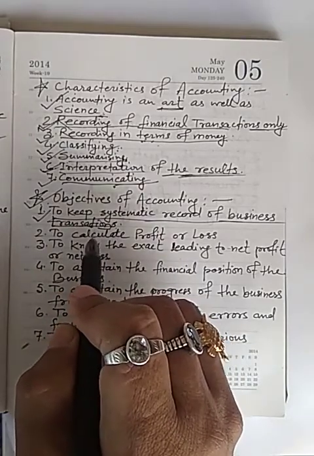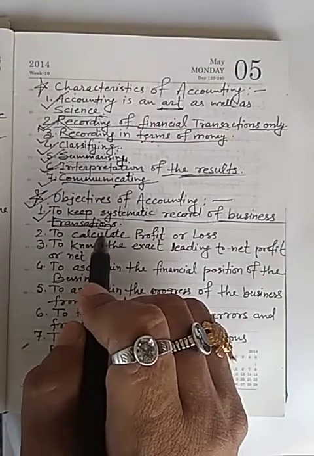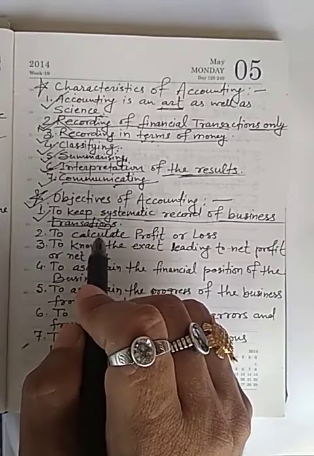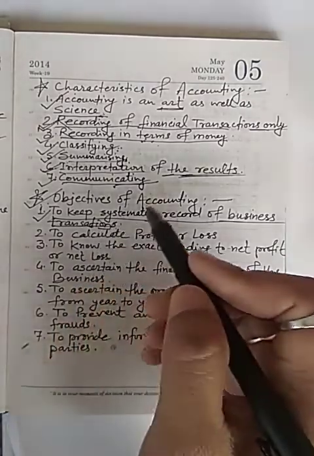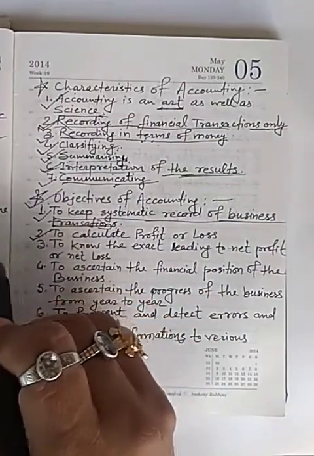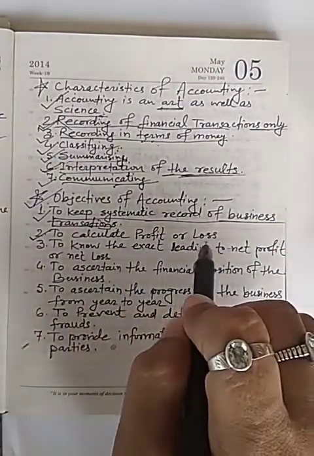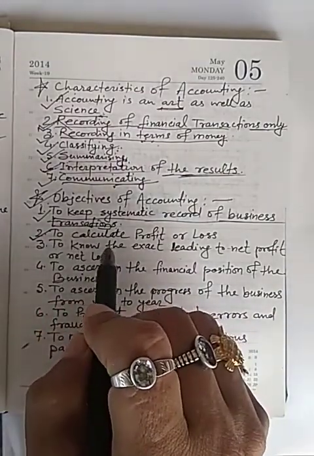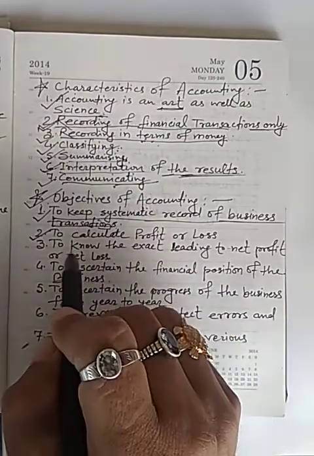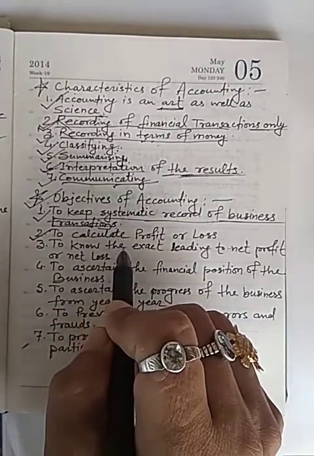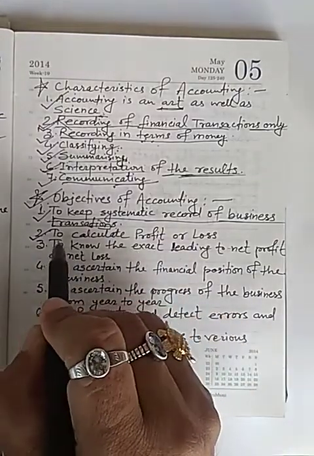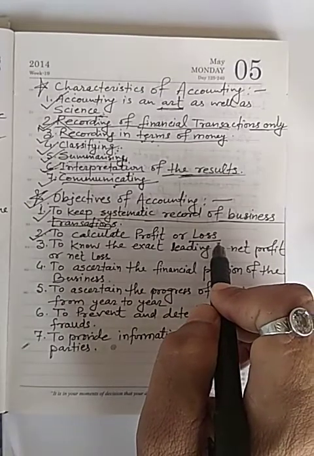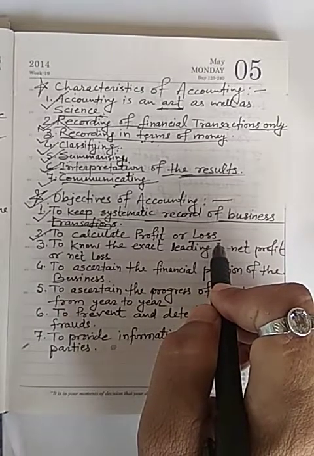For this purpose, all the business transactions are first of all recorded in a journal or subsidiary book and then posted into the ledger. The second point is to calculate profit or loss. The second main objective of accounting is to ascertain the net profit earned or loss suffered on account of business transactions during a particular period.